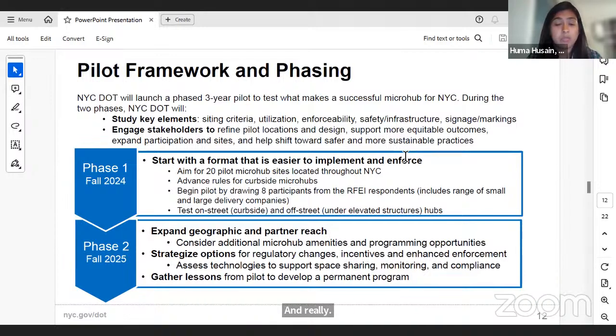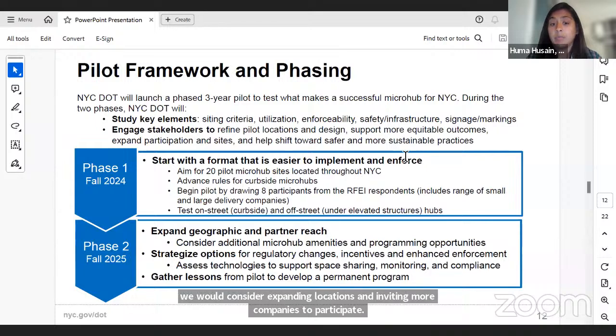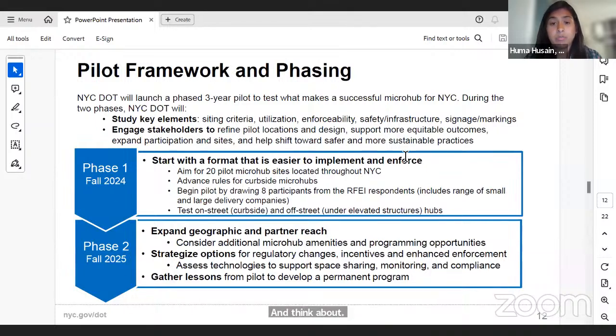If all goes well, and from what we learn, we would then move to a phase 2 in the second half of the 3-year pilot, where we would consider expanding locations and inviting more companies to participate and think about whether this could be a permanent program. And that would be at the 3-year mark that we would decide.